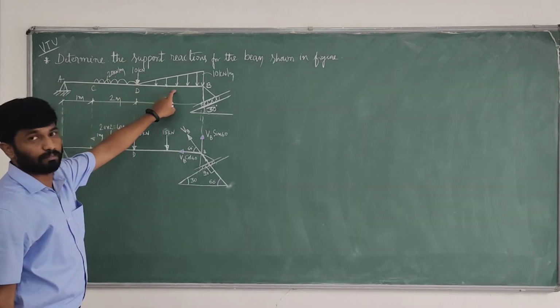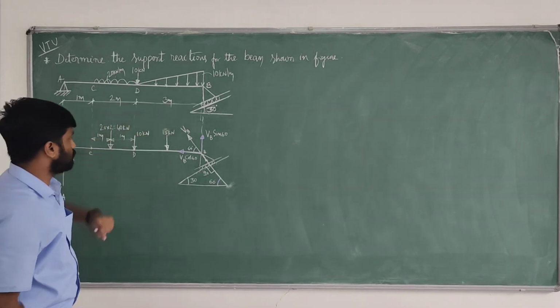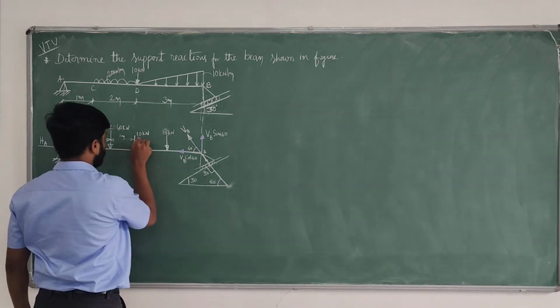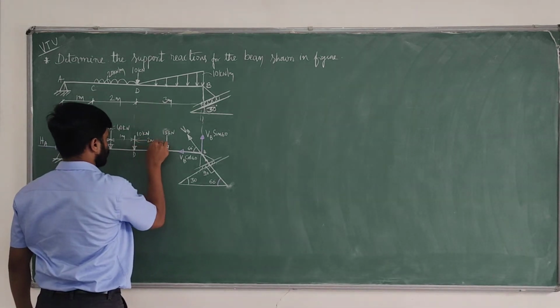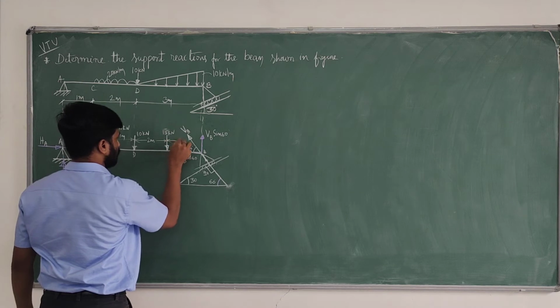So the centroid of the triangle is at 2/3 of the distance from the apex. The tip of the triangle is called the apex. 2/3 of the distance from the apex, 2/3 of 3, that is 2 meters. So this is 2 meter. And the remaining one is 1 meter.